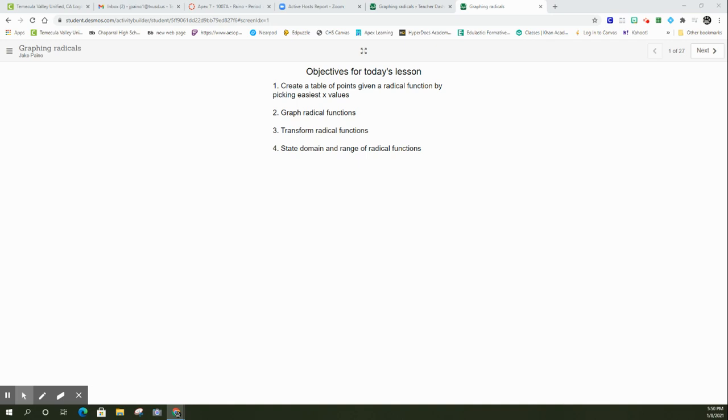All right, today's lesson is on graphing radical functions. We're going to focus on square root functions. So today, the objectives are to create a table of values given a radical function. That's going to require us to understand what values of x to pick. Then two is graph the radical functions, transform, so shifting. We're going to be looking at h and k and a today, and then be able to state the domain and range of radical functions.